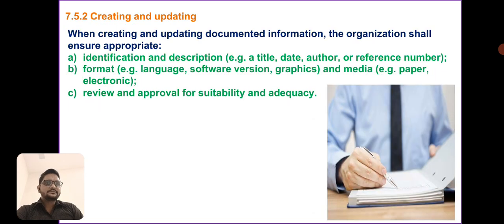Now next clause is 7.5.2, that is creating and updating. While creating and updating documented information, the organization shall ensure appropriate identification and description, like title, date, author, reference number. Next is format, language, software version, graphics, media, that is paper, electronic, and review and approval for suitability and adequacy.